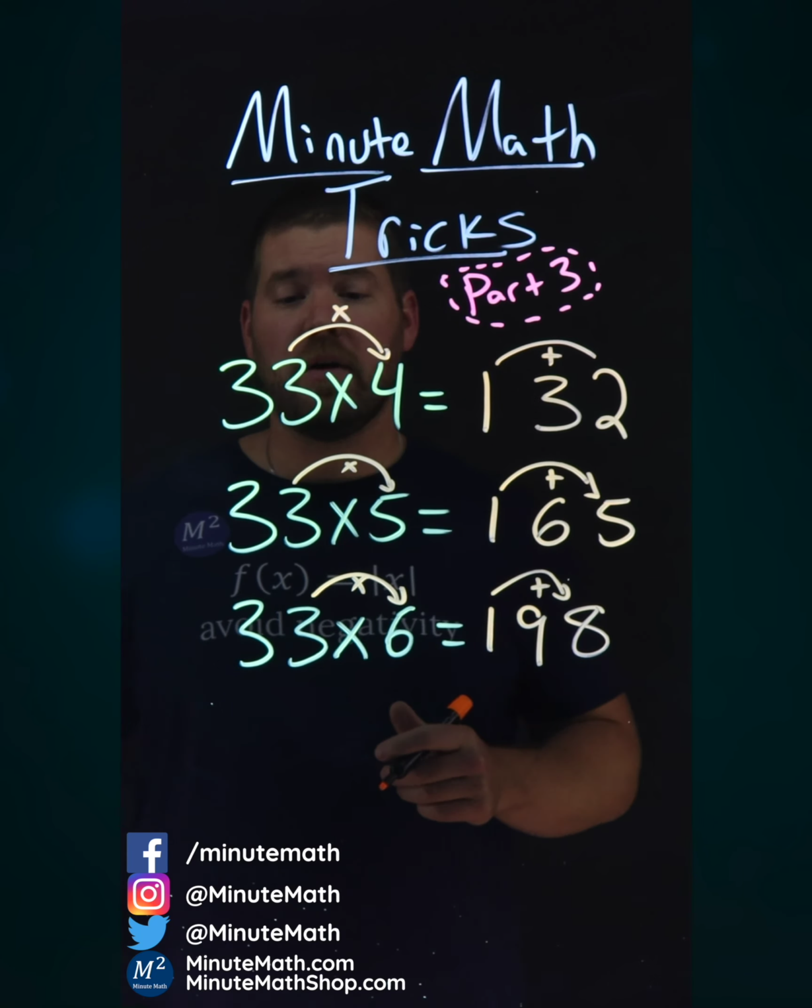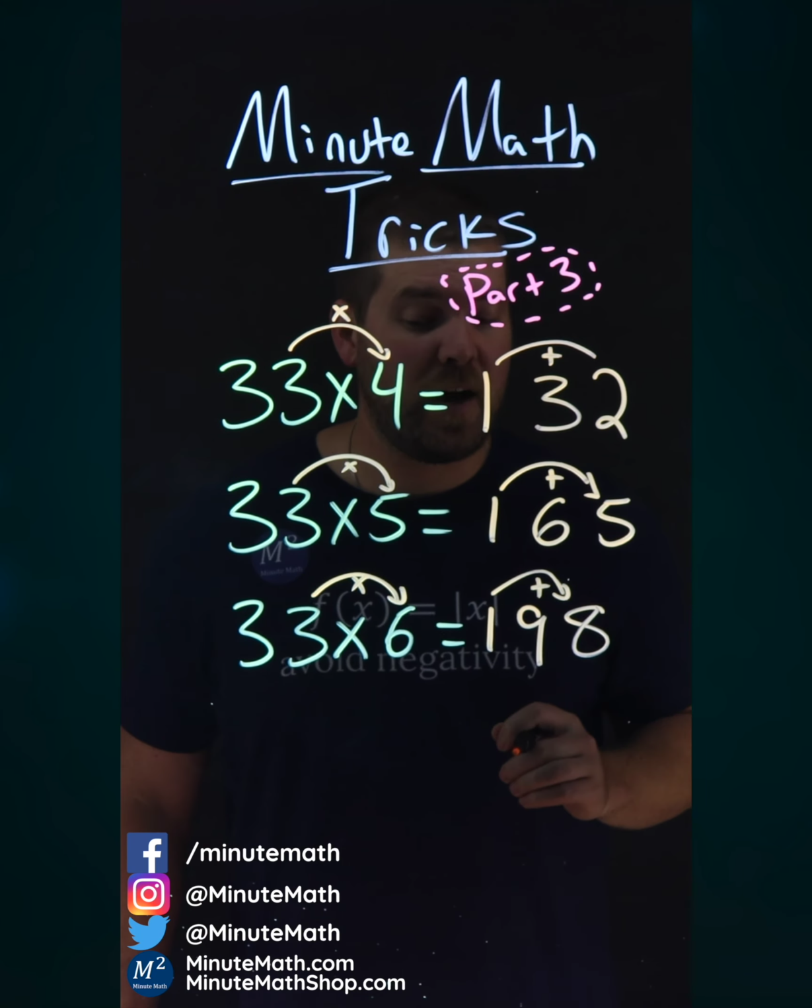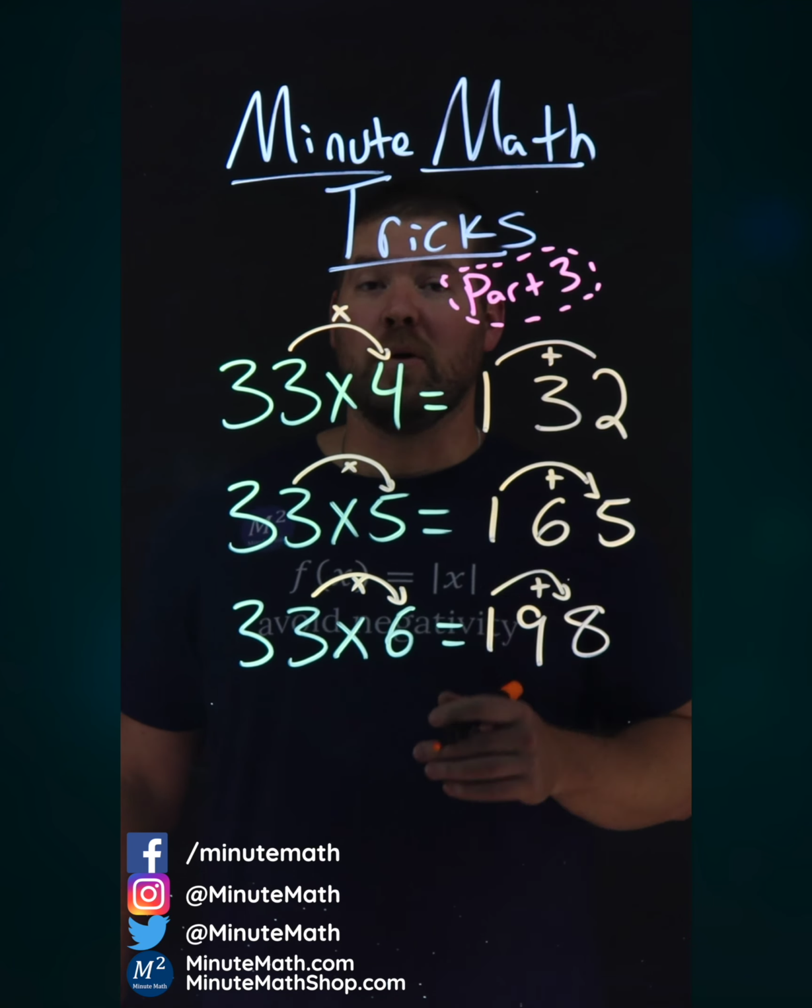33 times 4 is 132. 33 times 5 is 165. And 33 times 6 is 198.